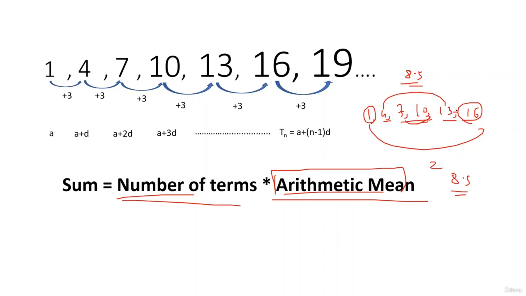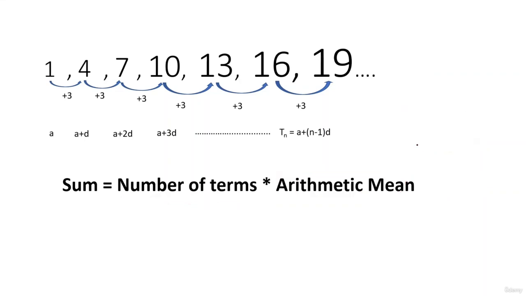Okay, so 16 plus 13 is 29, plus 10 is 39, plus 7 is 46, and 5 will be basically 51, upon 6 is 8.5. As simple as that, right? Okay, so the same arithmetic mean of these 6 terms divided by 6, you can get as the arithmetic mean of the first or the last term, right? Or second last term, right?